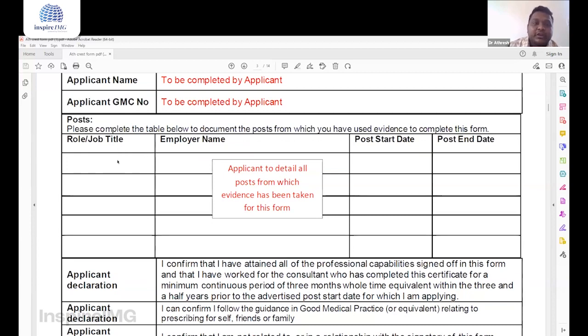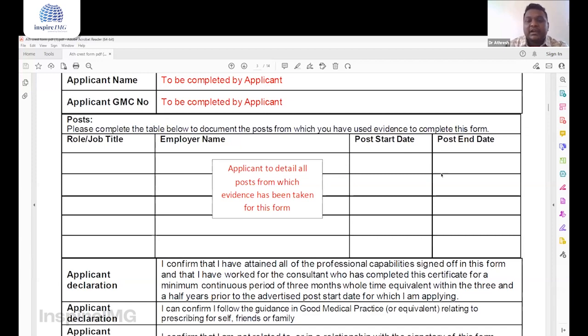What are you? Are you a junior doctor? Are you an SHO? Are you a trust grade doctor? Are you a CT level doctor? Are you an F2 doctor, F2 level, or is it a clinical fellow? Anything for that matter. You need to mention your job role, your employer name. This can be your hospital name. If you're working in the UK, this can be the trust of the hospital also. For example, Northern Lincolnshire and Poole NHS Trust, or King's Hospital Trust, or anything.